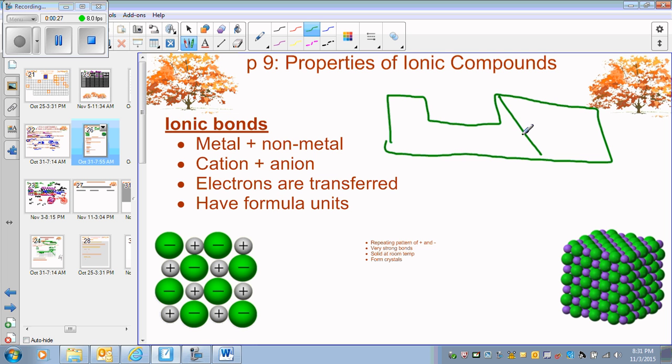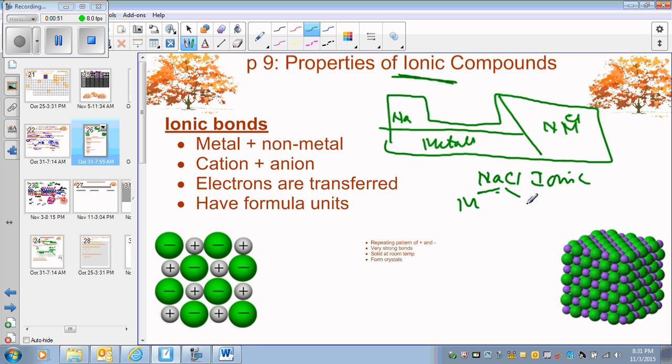This part of the periodic table are metals, and the upper part of the periodic table is nonmetals. So to make an ionic compound, I need somebody from the metals and somebody from the nonmetals. If I have sodium from the metals and chlorine from the nonmetals, that sodium chlorine will make an ionic compound because it is a metal nonmetal combination. If I have calcium from here and oxygen from here, that calcium and oxygen is a metal nonmetal combination, and it will make an ionic compound.